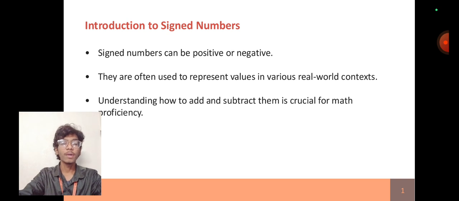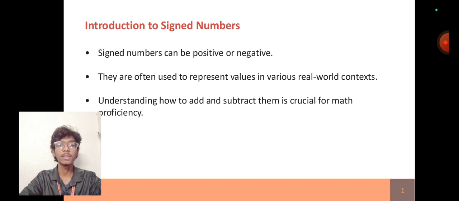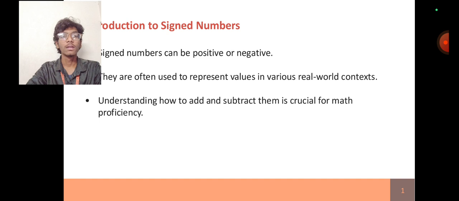Signed numbers can be positive or negative. In mathematics, numbers can be positive and negative, and both are included in the numbers, so they are also called integers. They are often used to represent values in various real world contexts. Understanding how to add and subtract them is crucial for math proficiency. This is the main thing we have to study in maths.